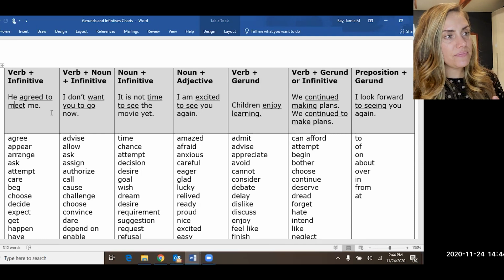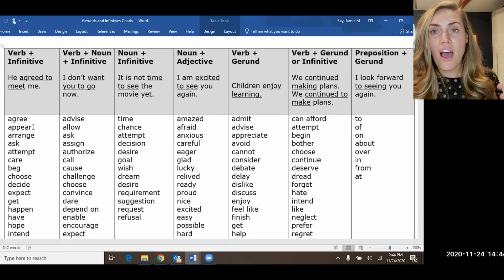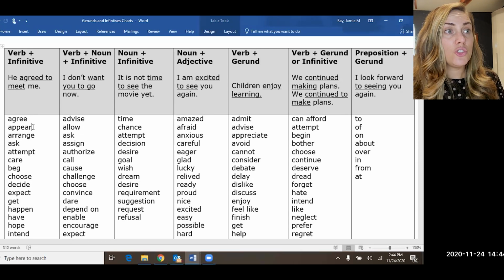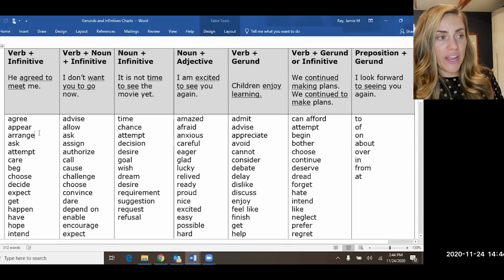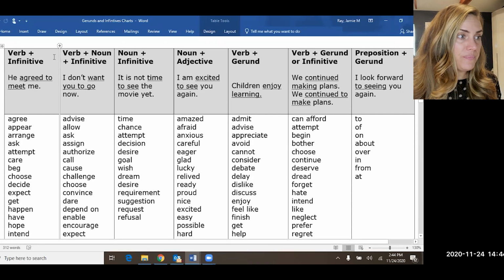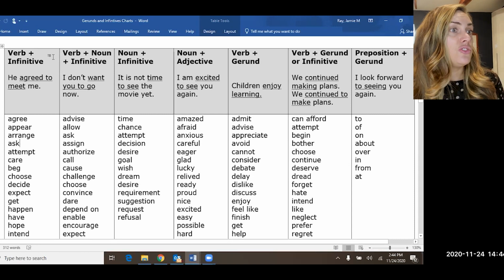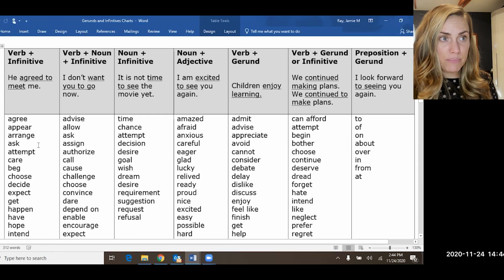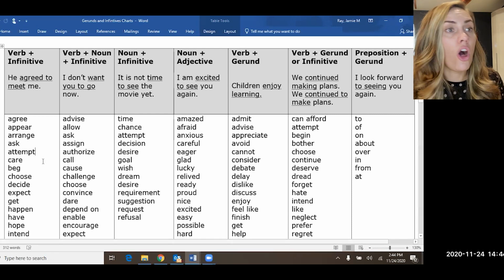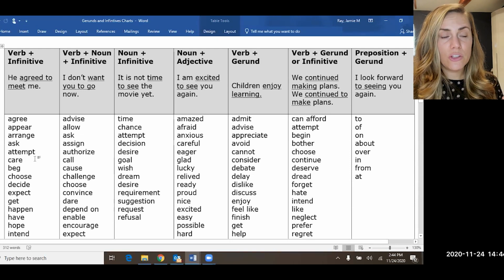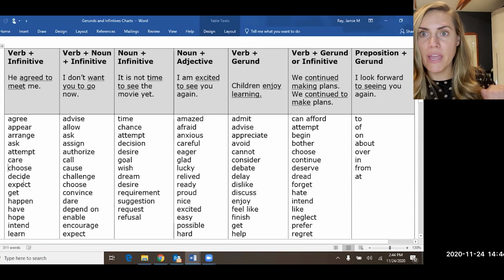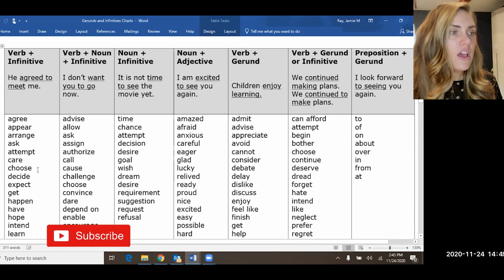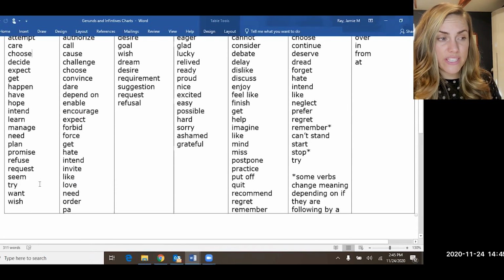Here's that list. So, agree. For example, I agree to meet you. It appears to be late. Let's arrange to meet tomorrow. I'm going to ask to help someone, right? Let's attempt to call her, okay? I care to help you out. Choose. I choose to wait.